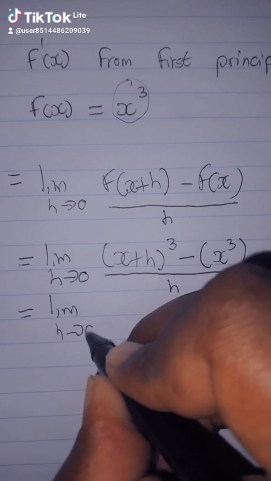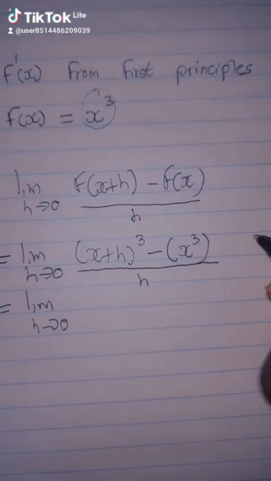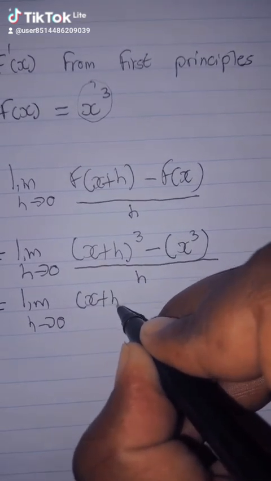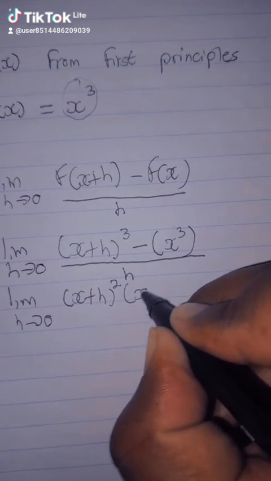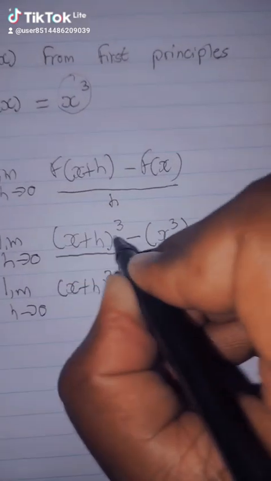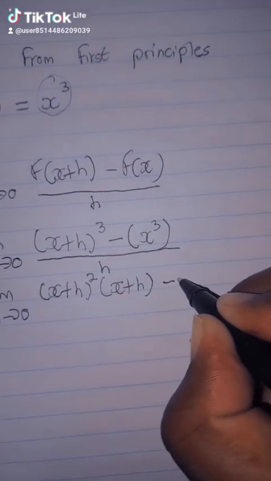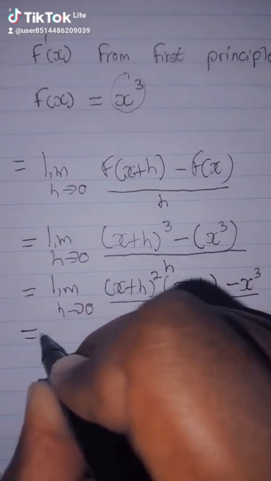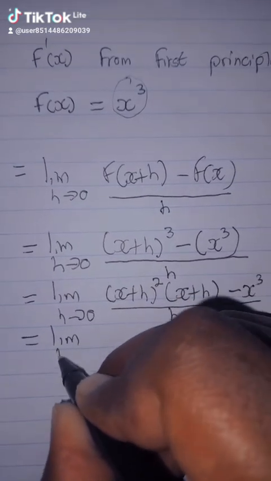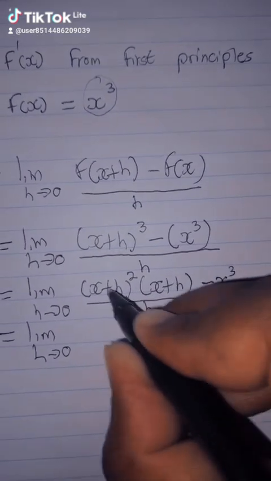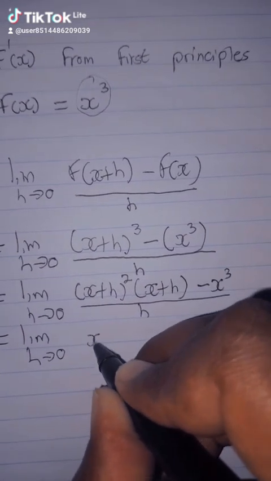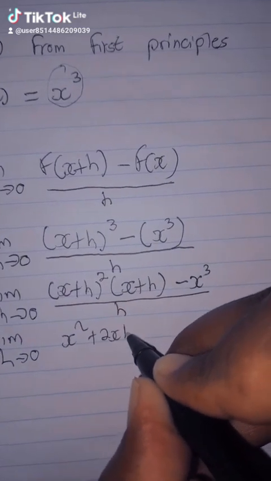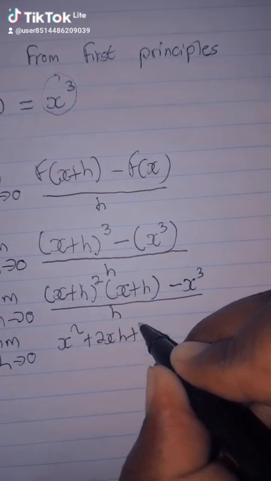Let's go with our limit as h approaches 0. Because it's a cube, we need to have brackets: one must have a square, and the other must not. Actually, we are having three brackets in other ways. Let's take out x cubed there, divided by h. Fourth step, limit as h approaches 0. When you square x there, you get x squared. 2 multiplied by h times x is 2xh. Then you square h, and you get h squared.